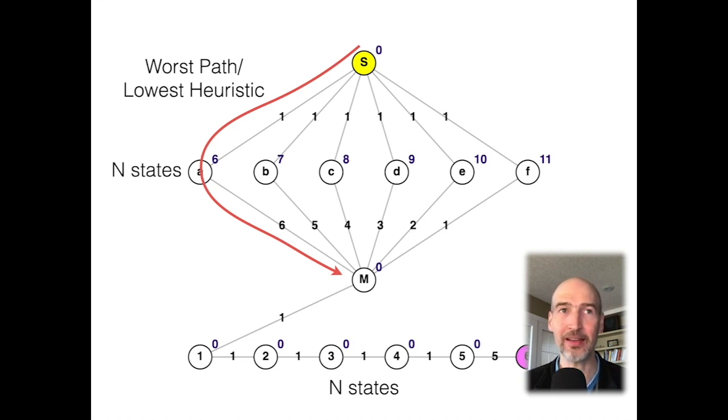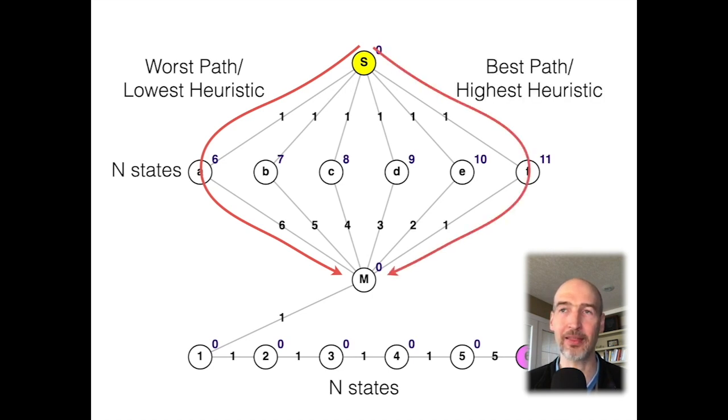But the heuristic at A is 6, where the heuristic at F is 11. So the heuristic is telling me that actually going through A looks really good, but the actual best path has the highest heuristic, going through F over here. So what's going on here is that the heuristic is deceiving us. What looks like the best heuristic value is actually the worst path, and what looks like the worst heuristic value is actually the best path.